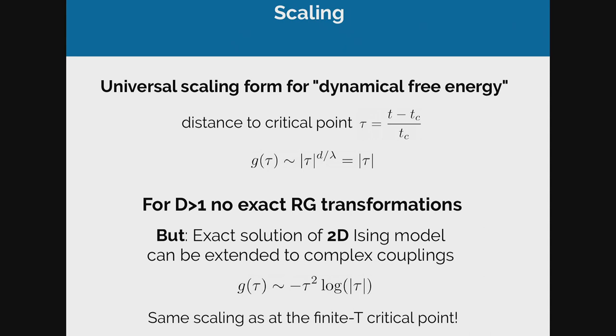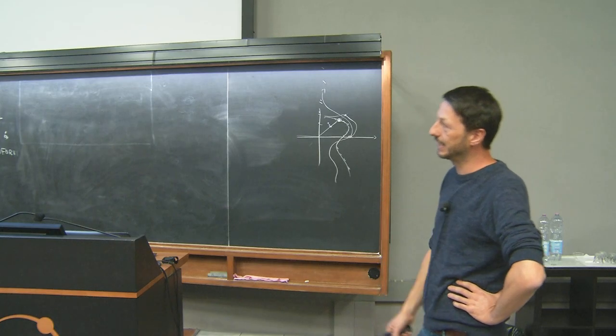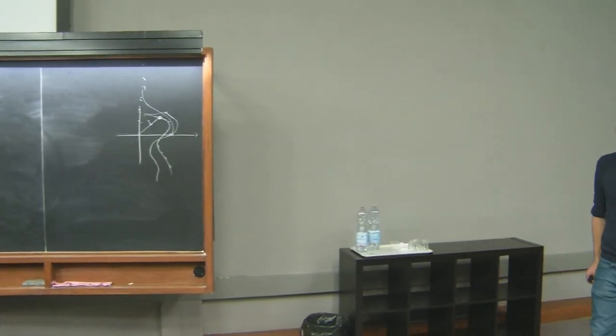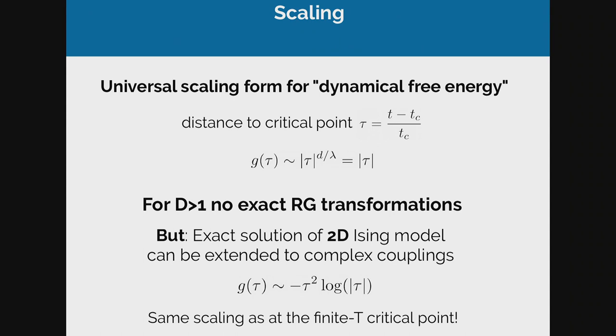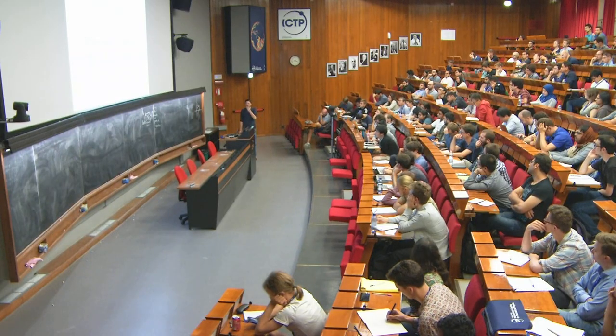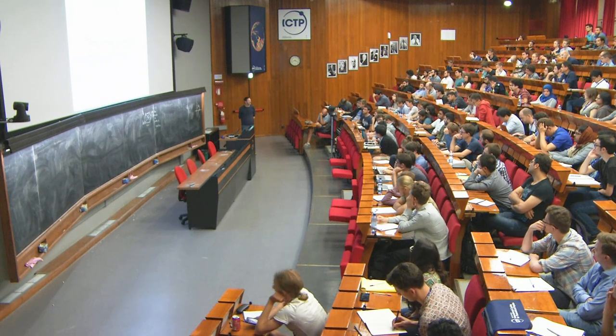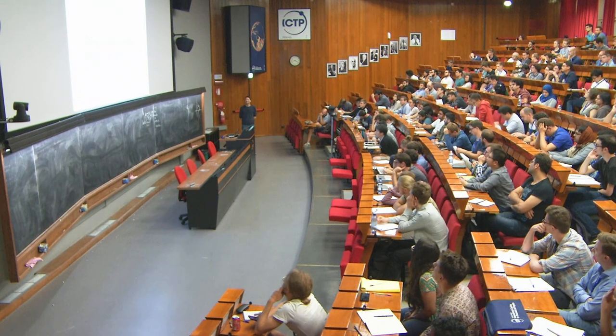And remarkably, that's exactly the same scaling as the two-dimensional Ising model at its finite temperature critical point, which also has scaling and universality. We cannot prove anything further. We can only show that at least we get the same scaling of the non-analytic behavior as for the equilibrium finite temperature critical point of the 2D Ising model. We also tried to do three dimensions, but we failed. We cannot say anything about that. Okay.